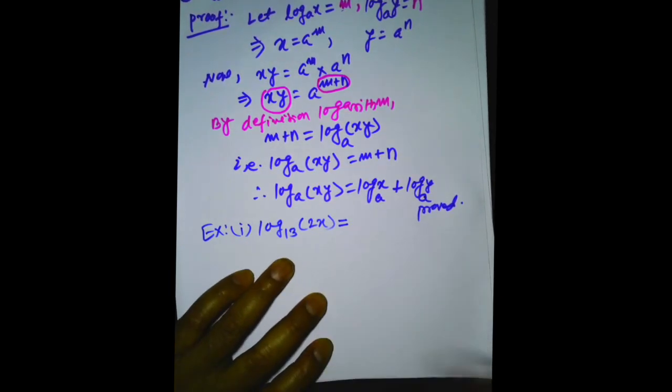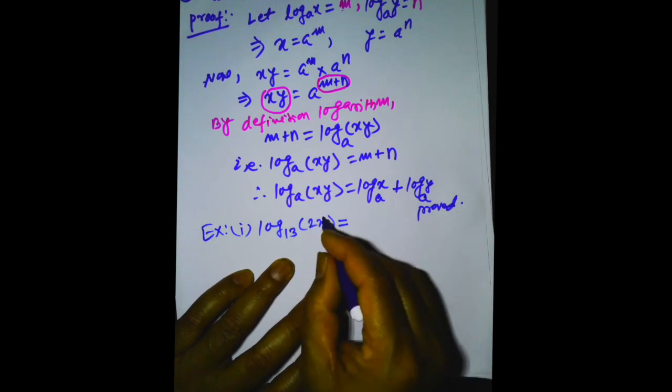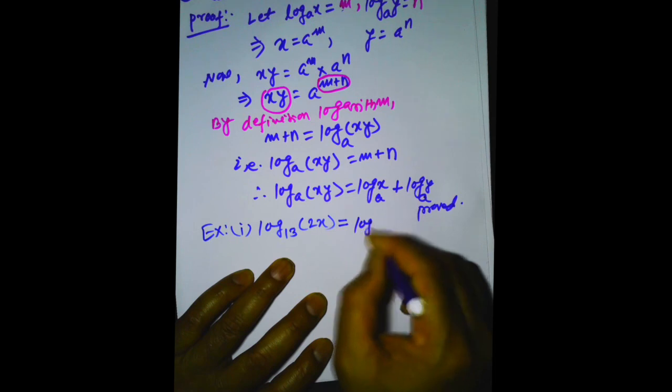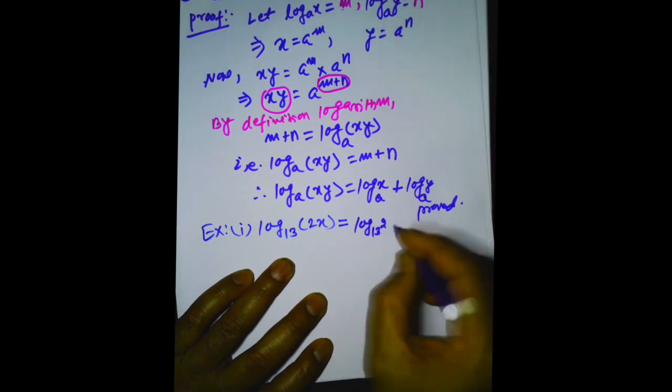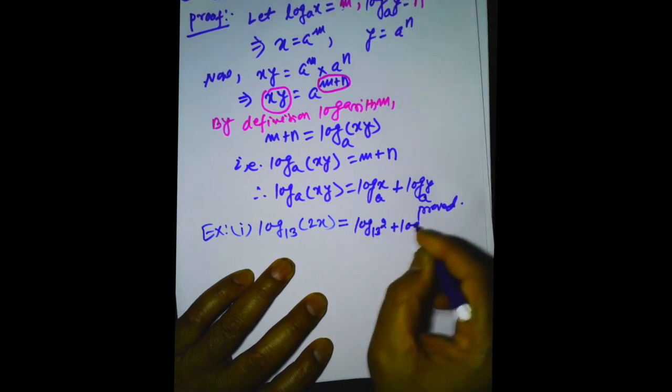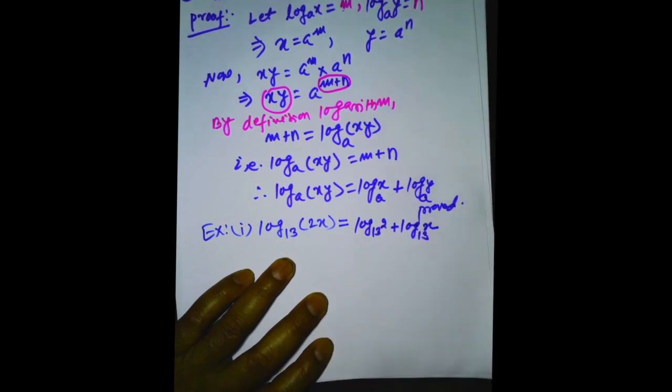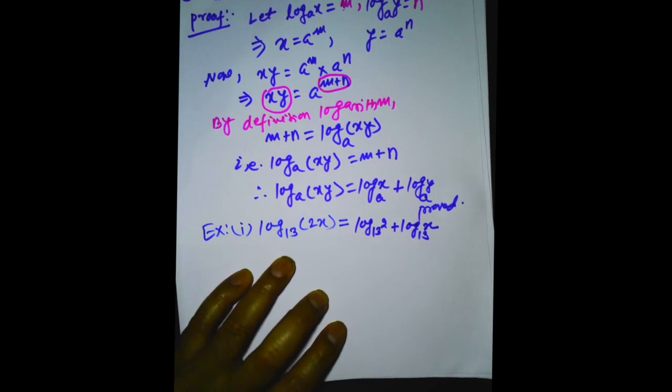So in this case you can expand it like this: it is log of 2 plus log of x, so you can write log base 13 of 2 plus log base 13 of x. So in this way you can simplify the logarithm function. And I can tell you another example also.